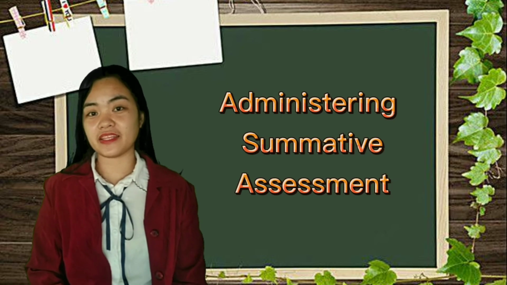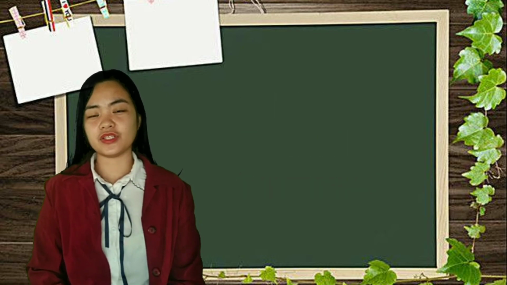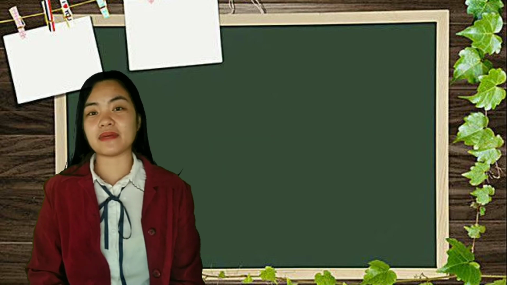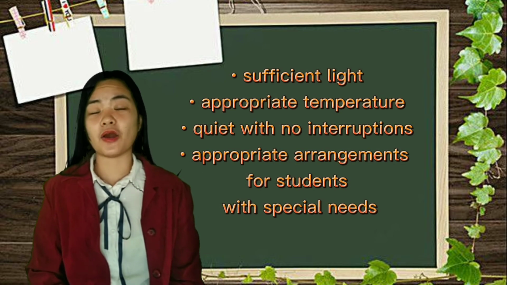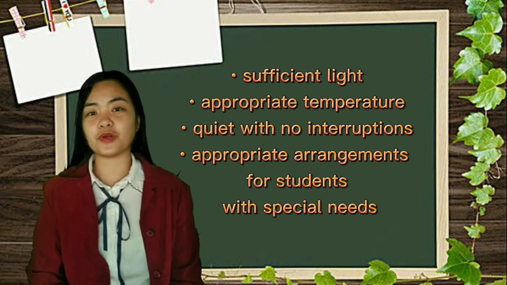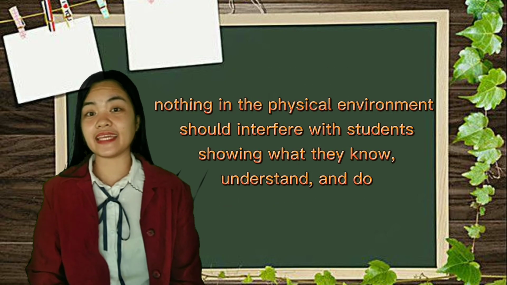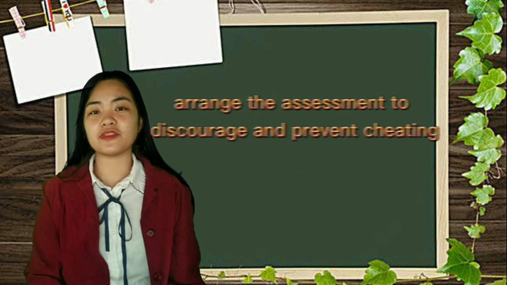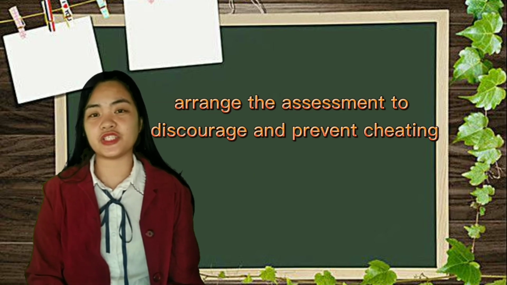When administering summative assessment, the environment during testing must be conducive to maximizing students' performance. It must have sufficient light, appropriate temperature, be quiet with no interruptions, and have appropriate arrangements for students with special needs. Also, nothing in the physical environment should interfere with the students showing what they know or understand or can do. Another one is that we need to arrange the assessment to discourage and prevent cheating.